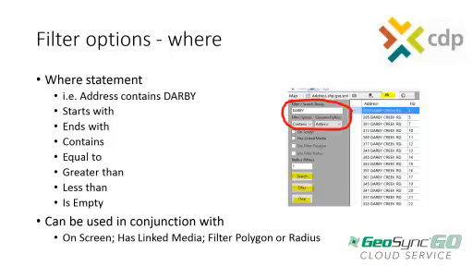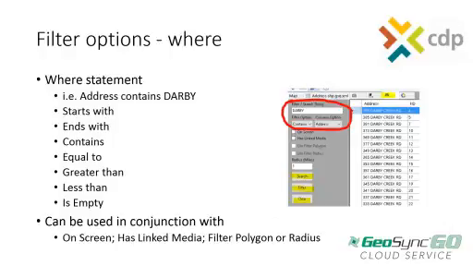So if we look at some of the options here on this particular tool, an example of the where statement: we might be trying to search addresses, and we're looking for all the addresses that contain Darby, which would be Darby Road. So I could use that as a filter and set that up where I use the column address contains Darby, and then I would get all of the features that match that or have an attribute that matches that.